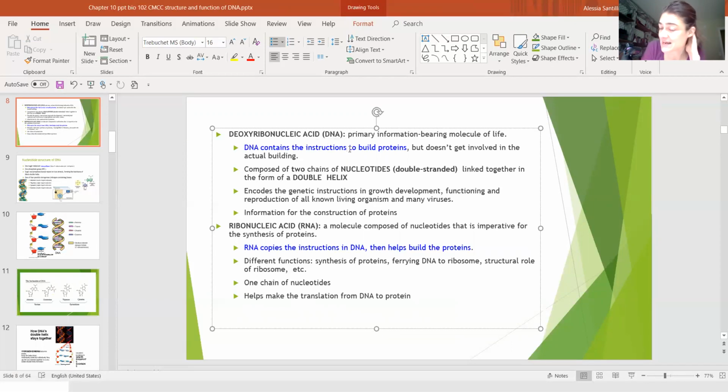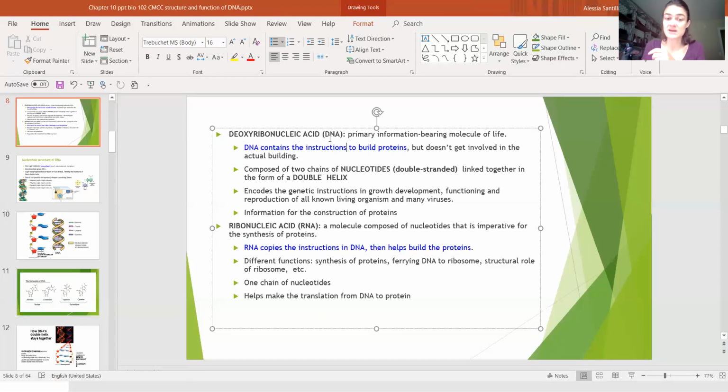But it doesn't actually get involved with the actual building. It just is the code. It's kind of like a computer code. You know that every single program on your computer has to be made through a code, right? So this code is going to make that program. Same thing with DNA. The code of organisms is going to make that specific organism. Change the code, you change the program. Change the DNA in an organism, you change the organism a little bit.